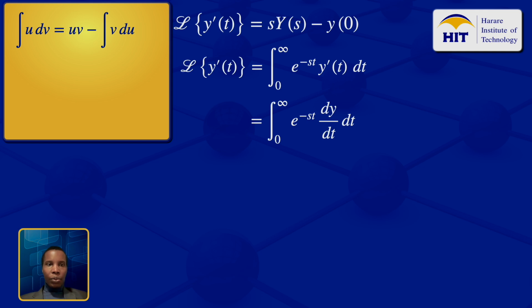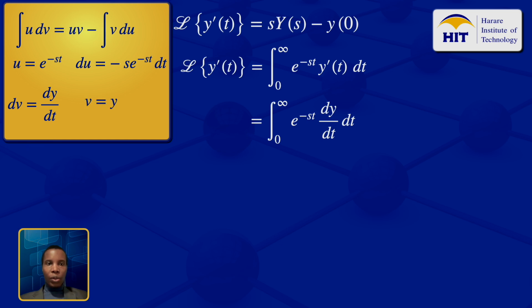So in this case, we choose our u to be e to the minus st, then differentiate this u with respect to t, and it gives us du equals minus s multiplied by e to the minus st dt. And then our dv, we choose it to be the derivative of y with respect to t. For us to get a v, we have to integrate, and if you still recall, when we integrate a derivative, we get the function itself. So when we integrate this, we get v equals the function y.